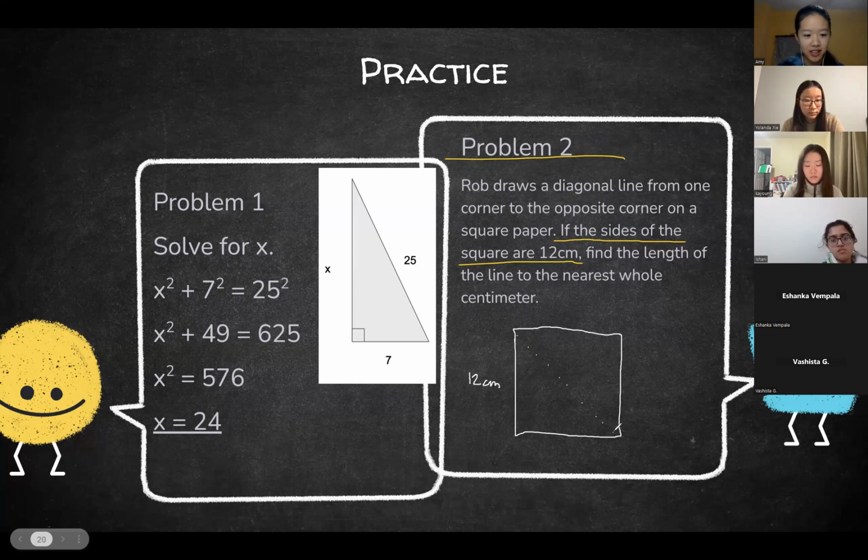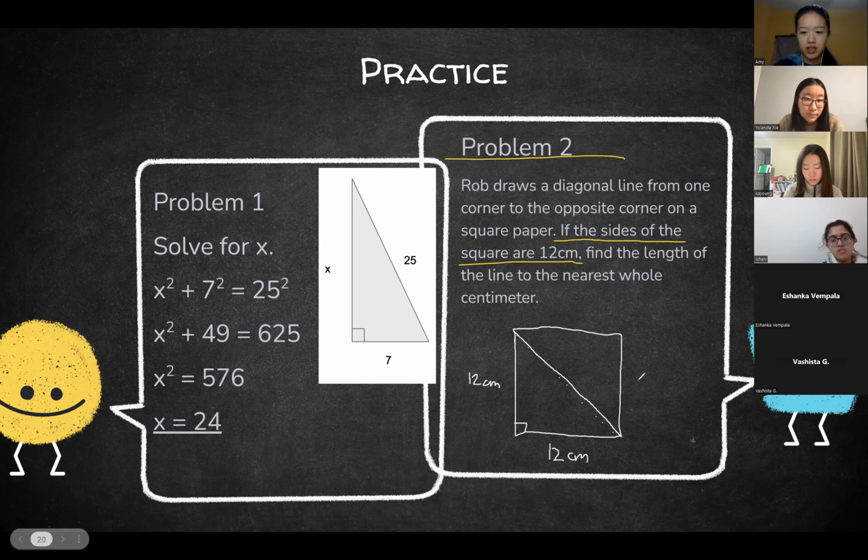Yes. I see answers in the chat. 17 is the correct answer. So to use the Pythagorean theorem for this one, you look at the paper and you divide it in half like this because we want to look for the diagonal. And each of the legs are 12 centimeters long. And then this is going to be a right triangle. So you can use the Pythagorean theorem for this.